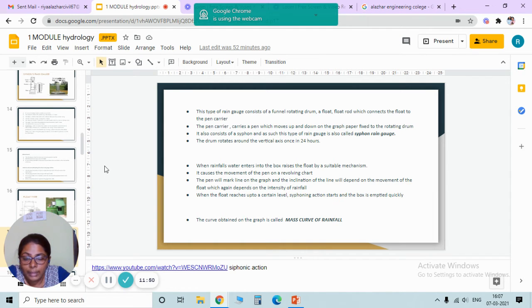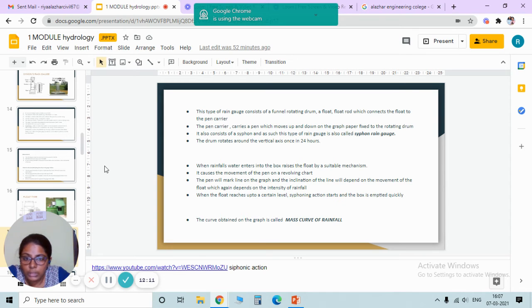As soon as this, the pen carrier carries a pen which moves up and down on a graph paper fixed to the rotating drum. It consists of a siphon, and as such, this type of rain gauge is called a siphon rain gauge. This is also called the siphon rain gauge. The drum rotates around the vertical axis once in 24 hours.